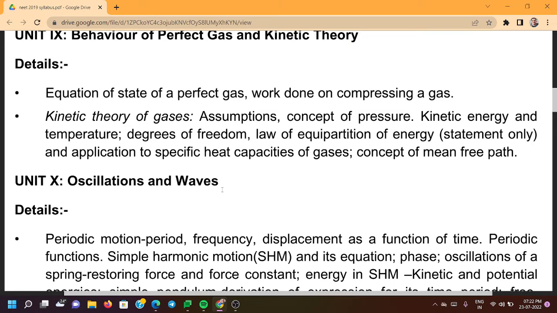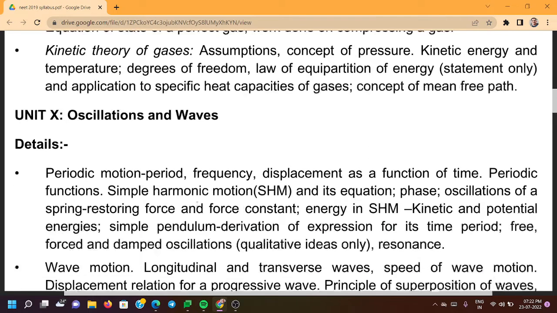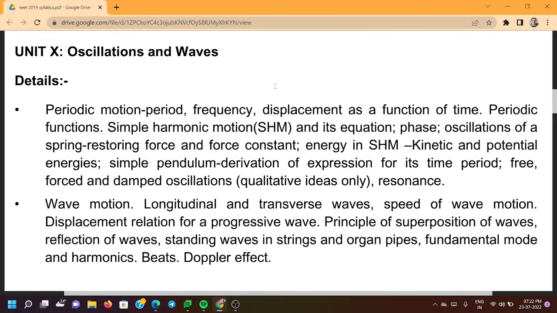Unit 10 Physics, Oscillations and waves. Periodic motion, period, frequency, displacement as a function of time. Periodic functions. Simple harmonic motion, SHM, and its equation. Phase. Oscillations of a spring, restoring force and force constant. Energy in SHM, kinetic and potential energies. Simple pendulum, derivation of expression for its time period.